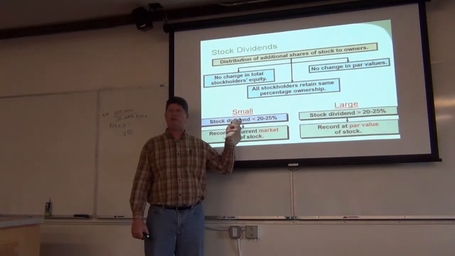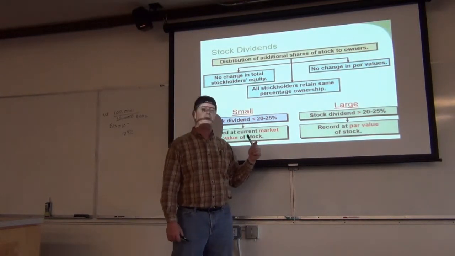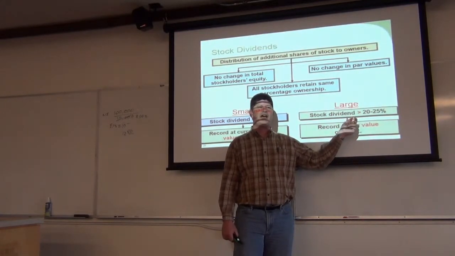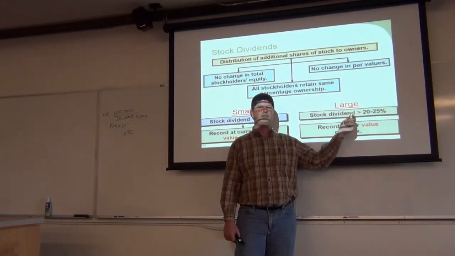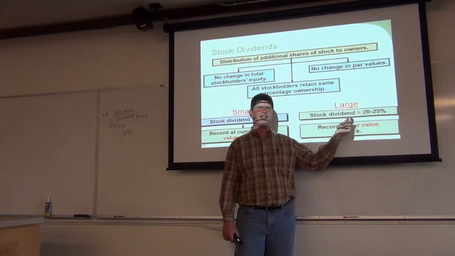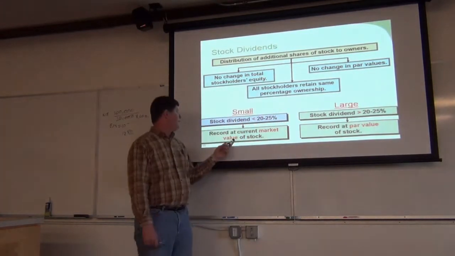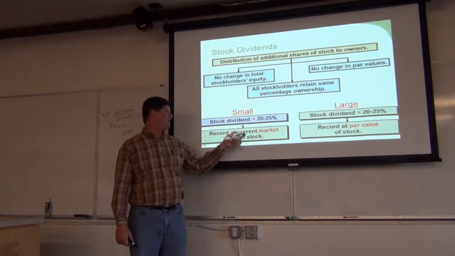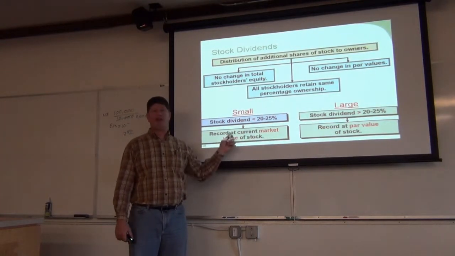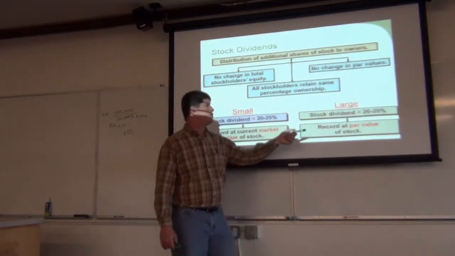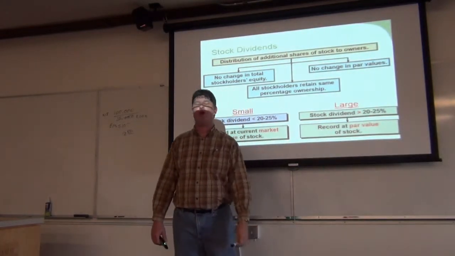It's a small dividend. But if we're going to issue a 2-for-1, we just now issued 100% more stock, right? So that's a large dividend, and you record them differently. A small dividend you record at the current market value, right? So you've distributed retained earnings at market value. In a large dividend, you record them at par value.